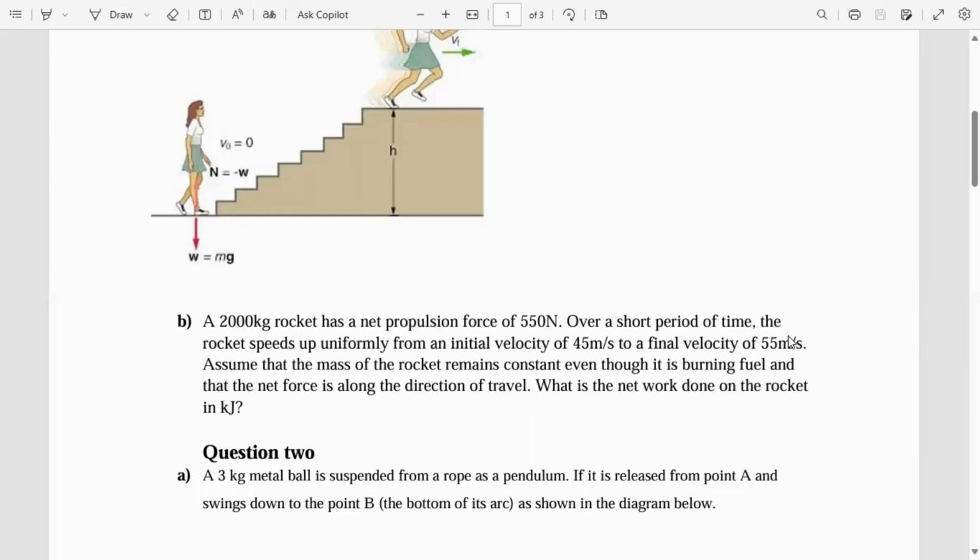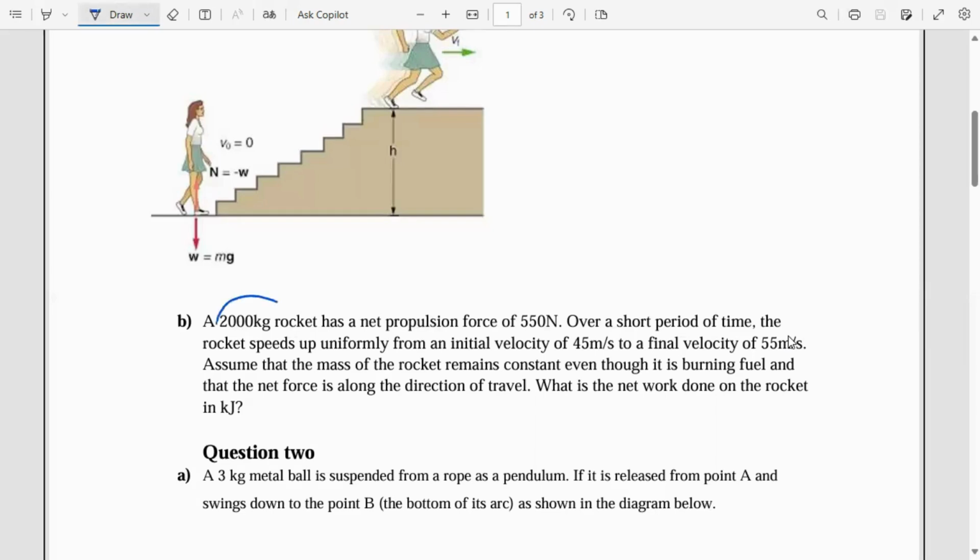So if we look at the data that have been provided in this question, we have the mass of the rocket, which is 2,000 kilograms. Then we also have a propulsion force, which is 550 newtons. And most importantly, they've given us the initial velocity and the final velocity. And what are they looking for? They're looking for the work done on the rocket in kilojoules.